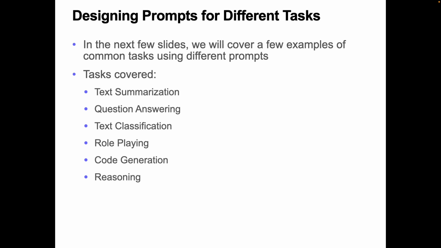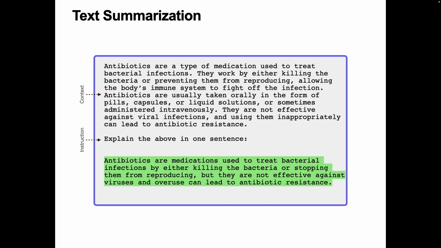So we can design prompts for different tasks. In fact, in the next few slides, we will cover a few of the examples of common tasks using different prompts. Some of the tasks covered in this lecture are text summarization, question answering, text classification, role-playing, code generation, and reasoning. So to start off with some examples, let's introduce a very basic task called text summarization.